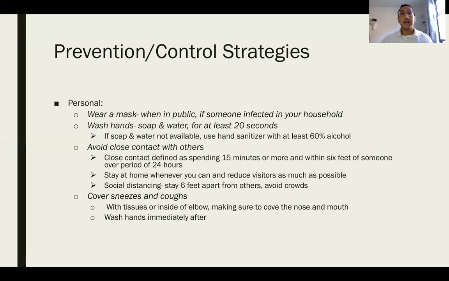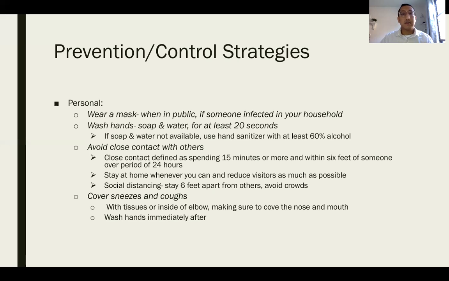And close contact is defined as spending 15 minutes or more with people within 6 feet over a period of 24 hours. So that's a pretty large gap, close contact.